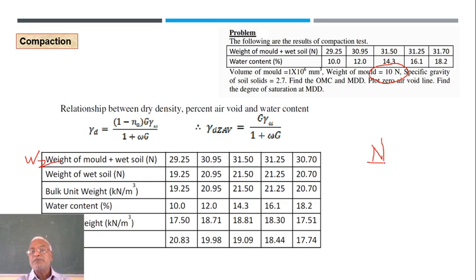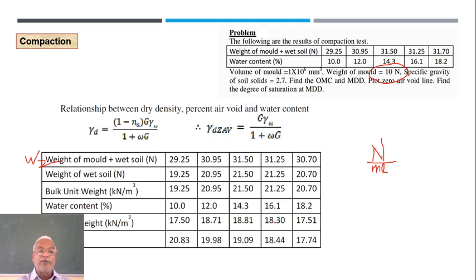If you directly do it, it will be Newton per ml, sorry, Newton per cc it will become. But if you want to convert ml into meter cube, you have to divide by 10 raised to 6. And then if you want to convert Newton into kilonewton, you have to divide by 10 raised to 3. So it becomes 19.25 kilonewton per meter cube. Likewise, all the values are calculated. Water contents are already given as it is.